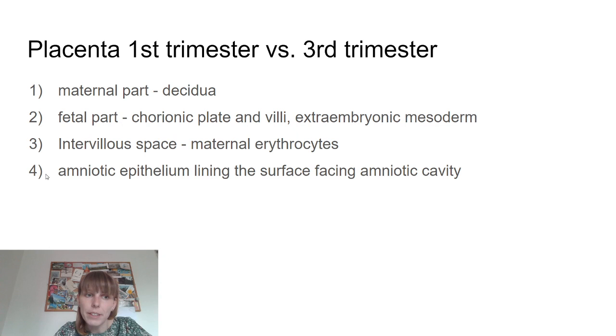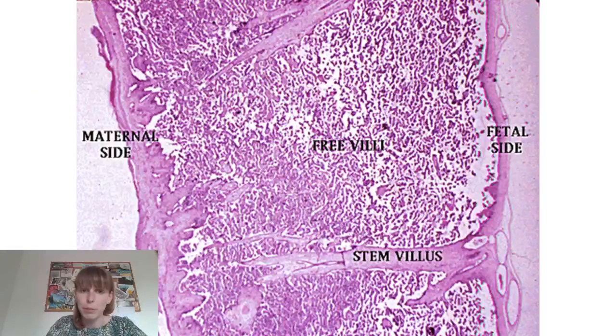and on the surface facing the amniotic cavity, so the surface coming further away from the maternal tissue of the chorionic plate, we will see the amniotic epithelium. So the same one as we saw in the umbilical cord. So we are still in the same cavity. So part of the placenta and the umbilical cord, everything will be covered with the amnion.